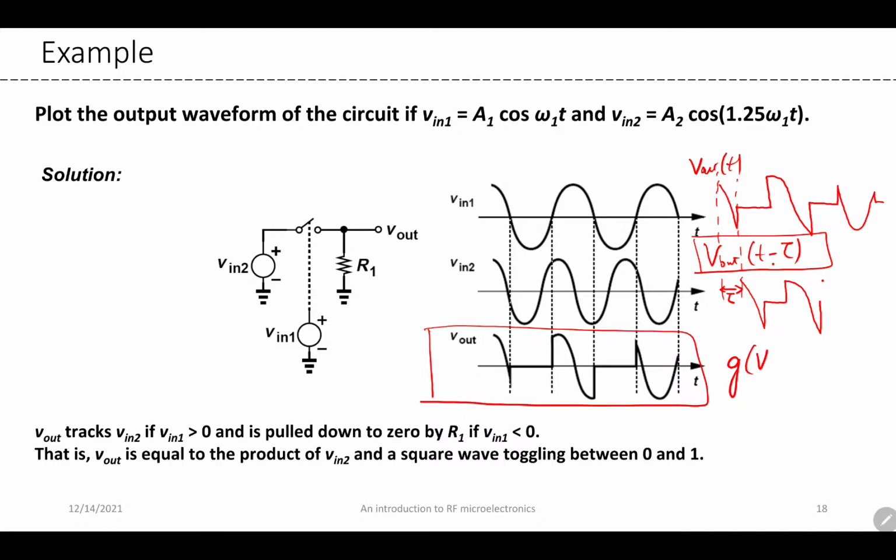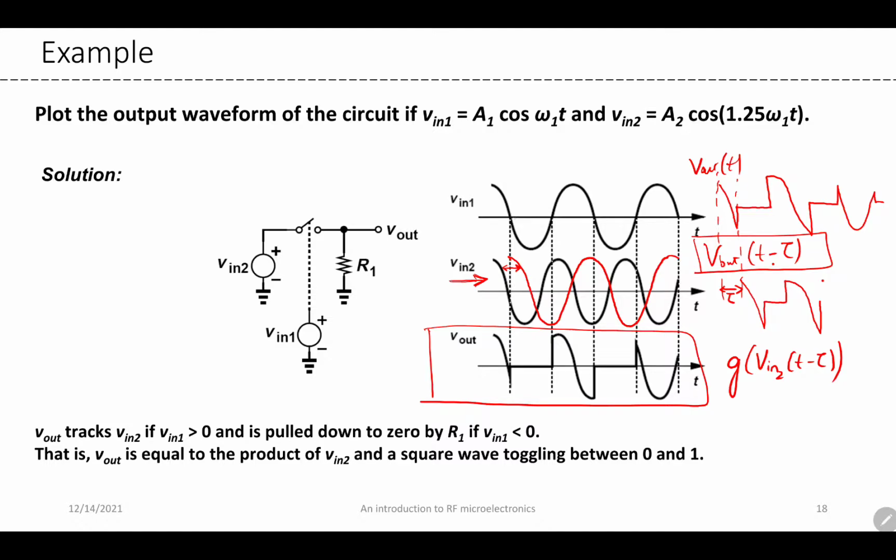g times V in of t minus tau is something different. What does this mean? This means that I have shifted V in, and now I'm passing it through this system. That will be a completely different waveform. So for example, let's assume it goes through the system like this, right? Let's assume this is the shifted signal and this is tau.